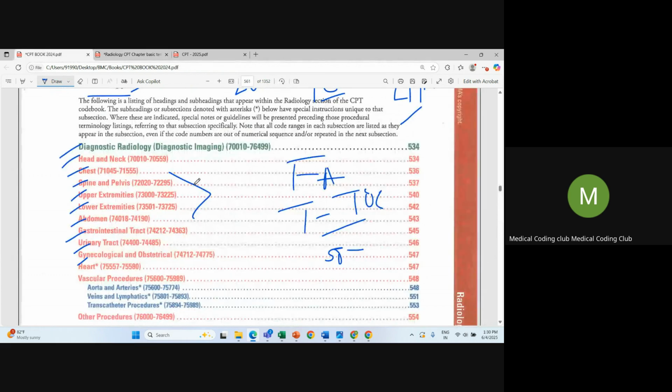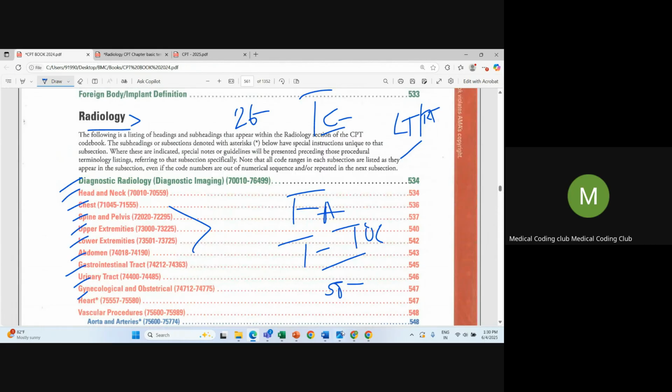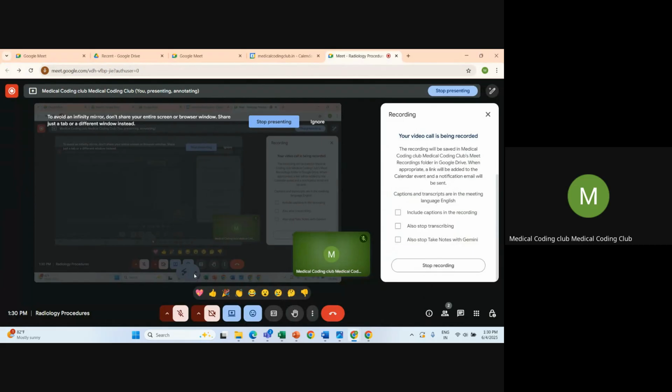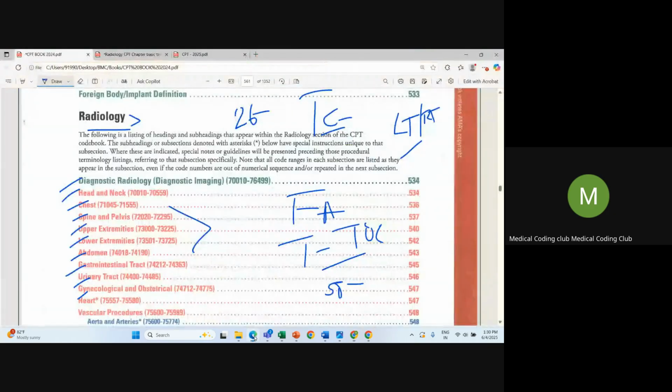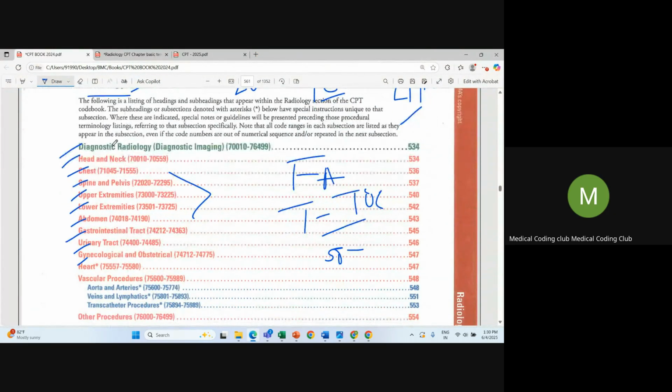So now coming back to the index. Under diagnostic radiology, as I mentioned, we will have X-ray. With respect to anatomical site, you need to check how many views they have taken. For example, if they order a chest X-ray, you need to check how many views they have shared, like one view chest X-ray or two views chest X-ray. Likewise, you have to check.